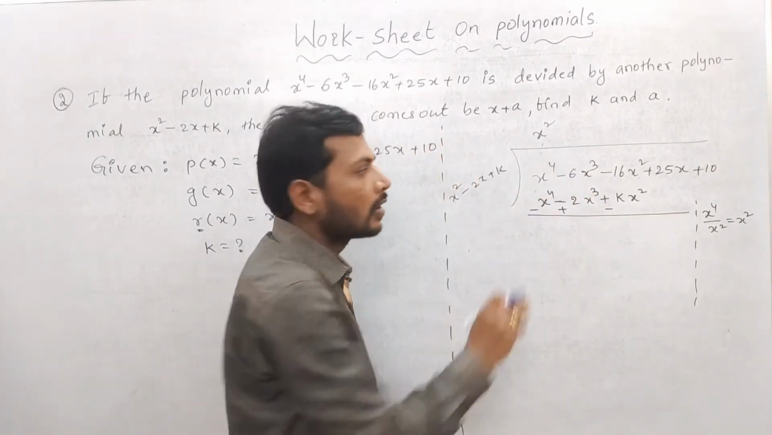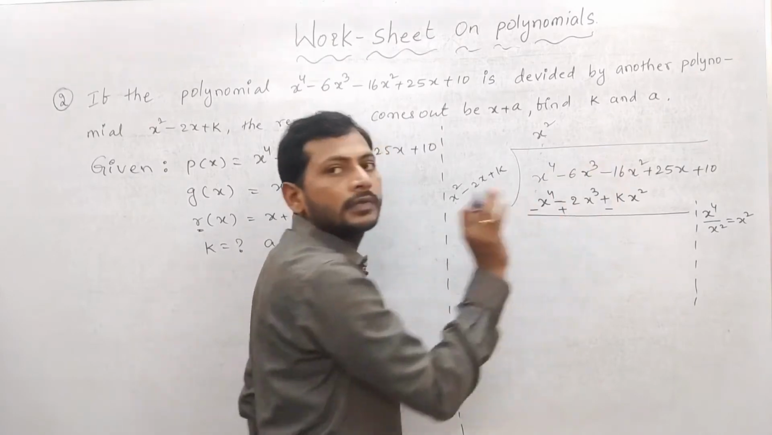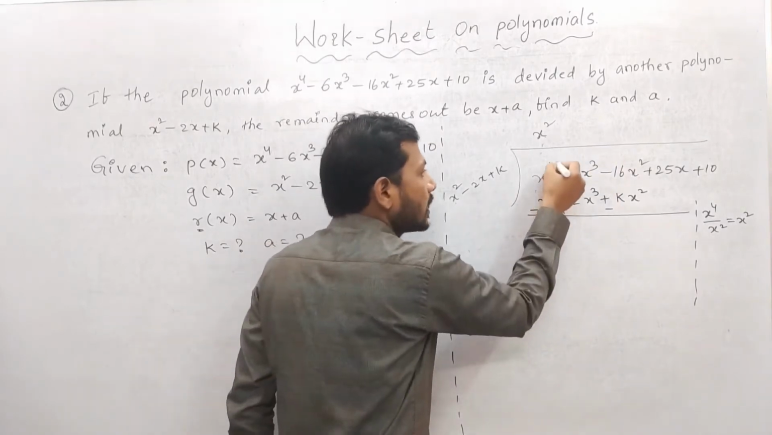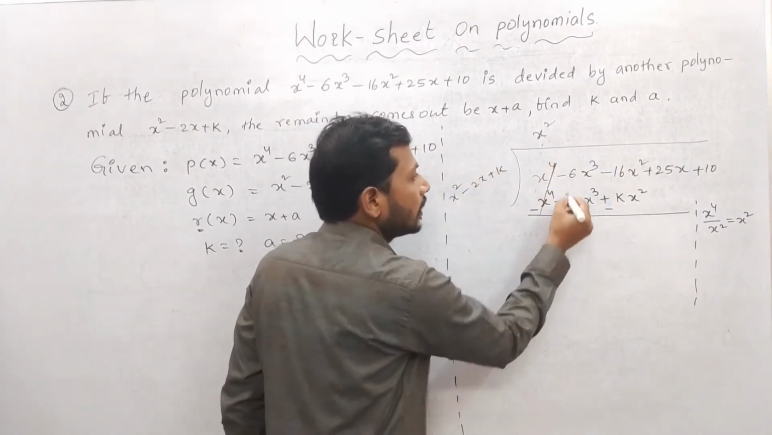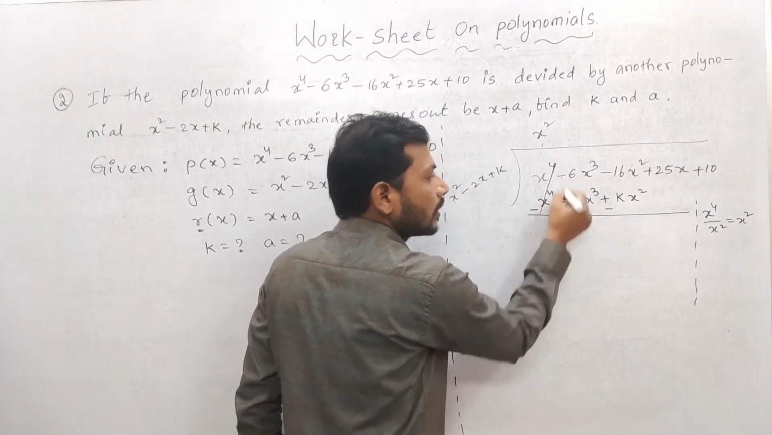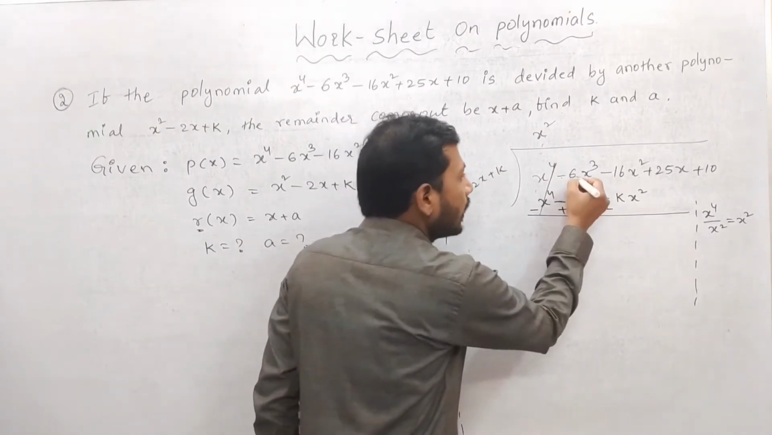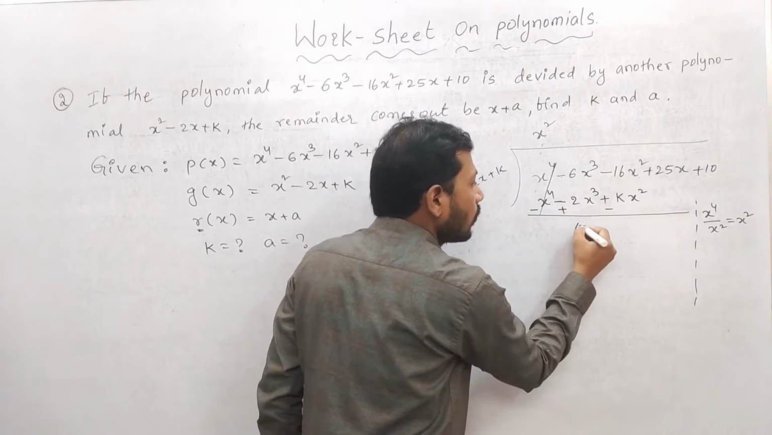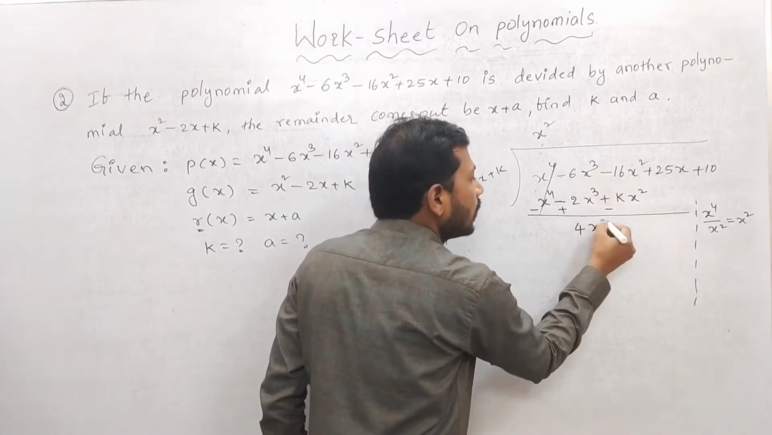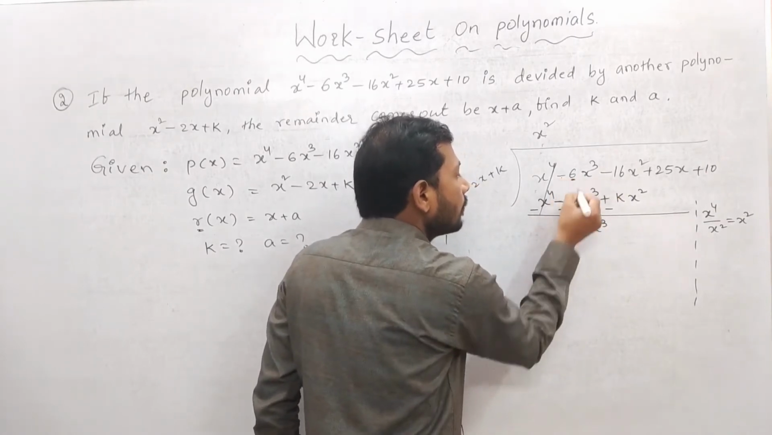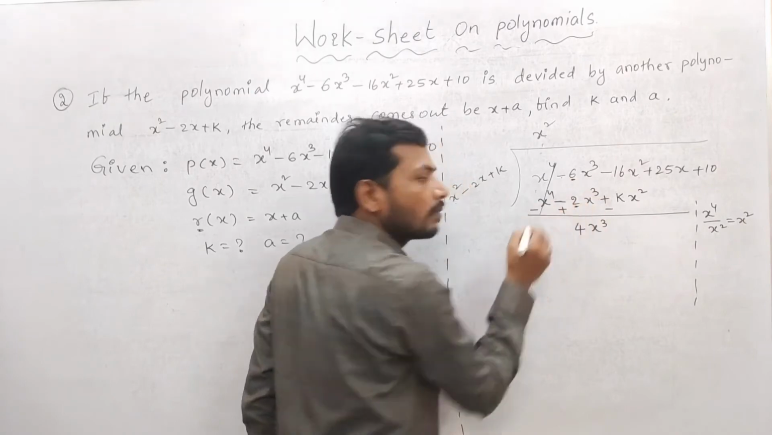Our intention is what? I want to cancel all the terms. Then minus x power 4 plus x power 4 cancelled. Then what is there? Minus plus. I have to do subtraction. And 6 minus 2, how much? 4x power 3.